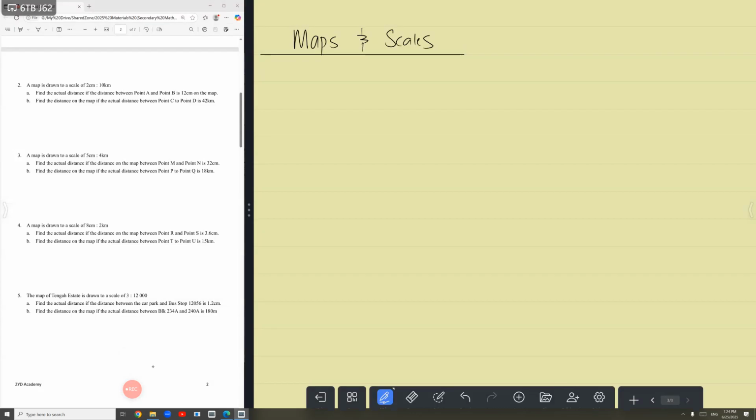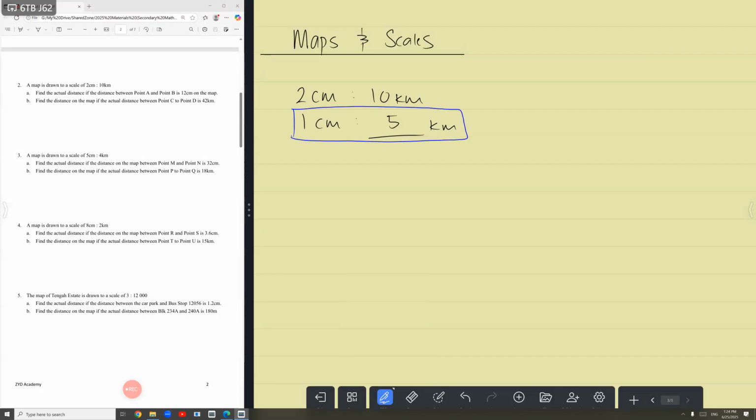Okay, so the scale is given as 2 cm is to 10 kilometers. My advice is always find 1 centimeter is to how many kilometers. In this case, if 2 cm represent 10 kilometers, 1 cm will represent 5 kilometers. And please box out this scale.